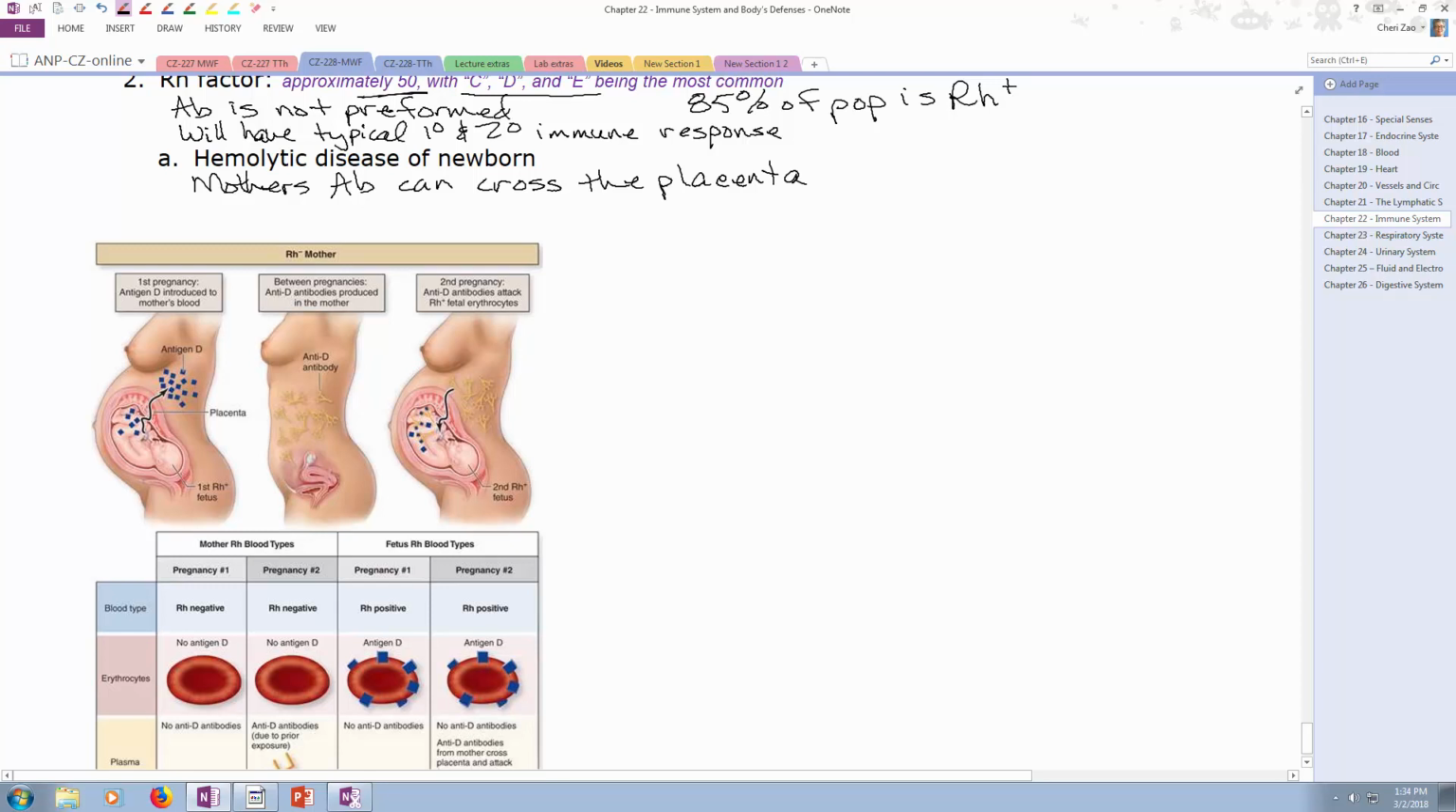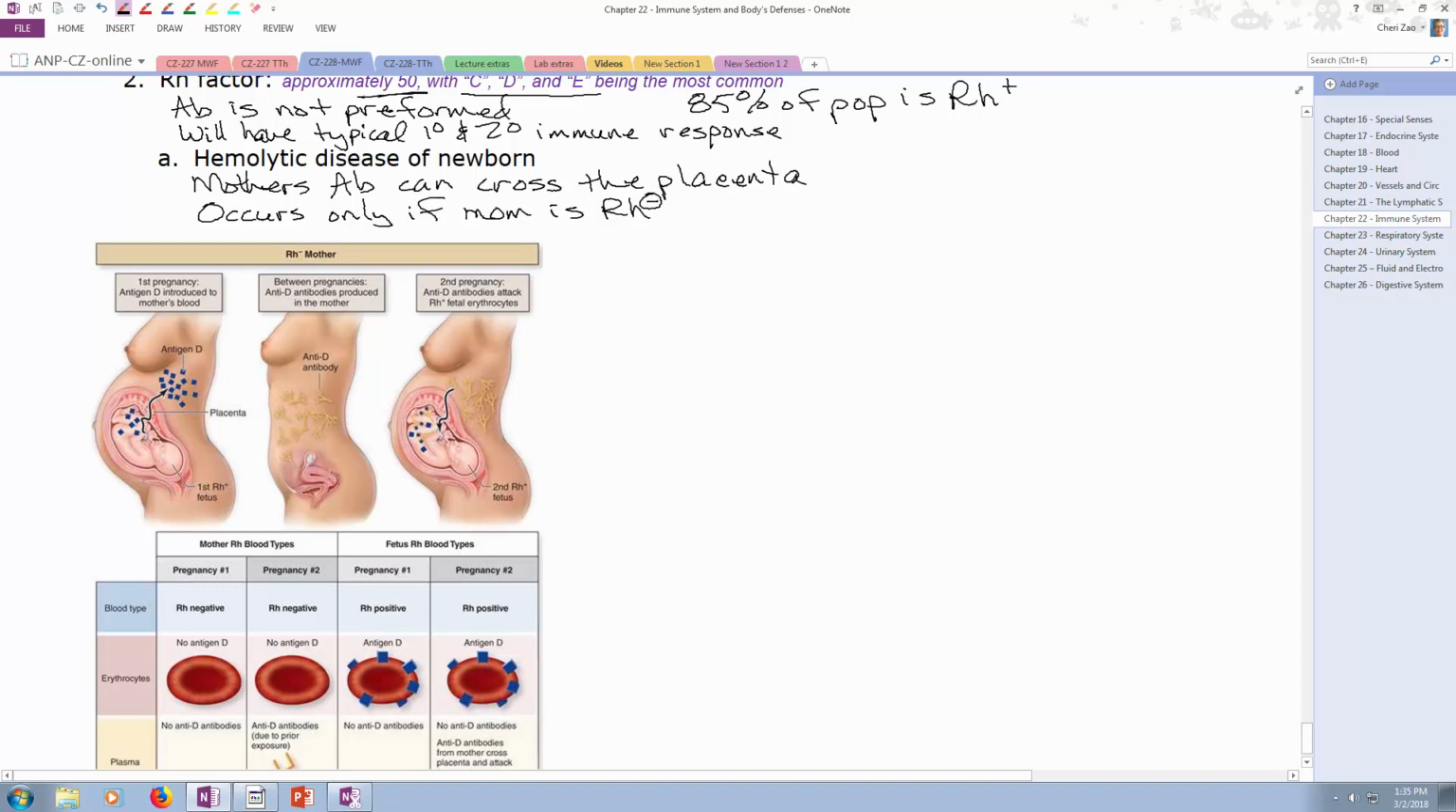And when they cross the placenta, if there is some incompatibility that mother has been activated for or had a primary immune response, we'll have some problems. But first, we actually have to have a primary immune response. So hemolytic disease of the newborn occurs only if mom is Rh negative.